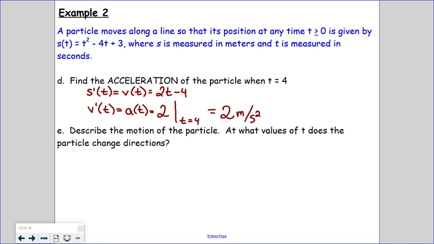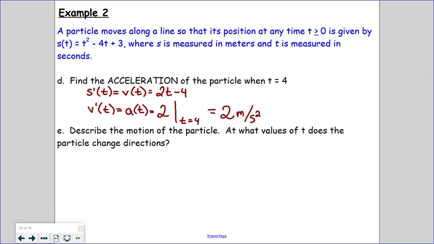Okay. The next part takes a combo of a couple different functions, and we have to look at our position function and we have to look at our velocity to be able to describe the motion of our particle. So, motion of our particle, which direction is it going, where does it start, where is it at each of those points? We're going to look at a combo of our position and our velocity functions. So, that part of that will be answered in here.